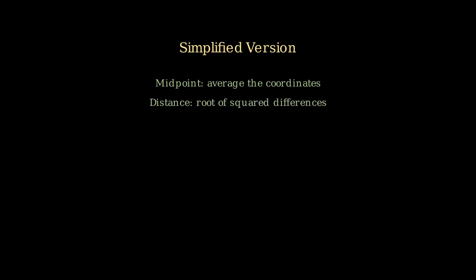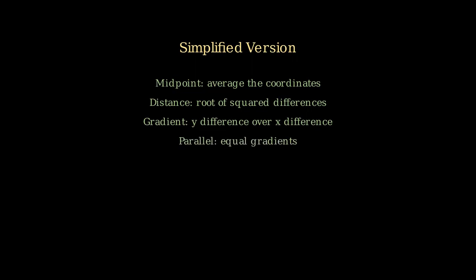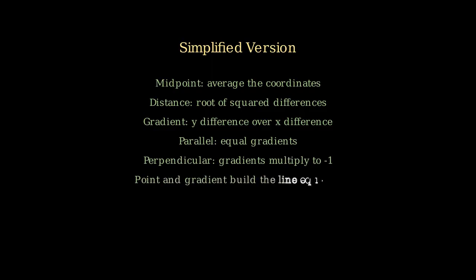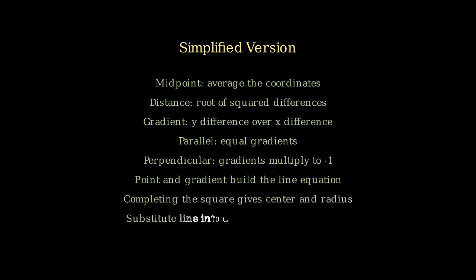Midpoint, average the coordinates. Distance, square root of the squared differences. Gradient, y difference over x difference. Parallel means equal gradients. Perpendicular means gradients multiply to -1. A point and a gradient build the line equation. Completing the square on a circle reveals its center and radius. Substituting a line into a circle finds where they meet.